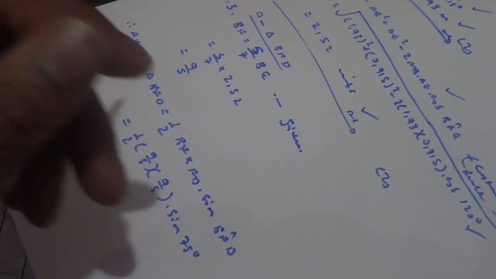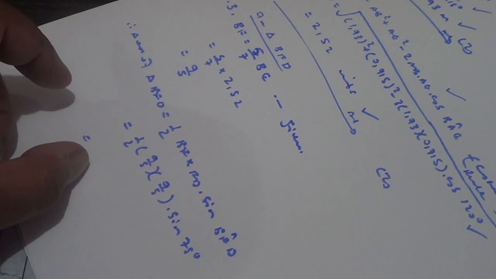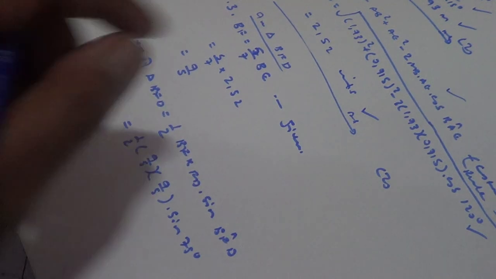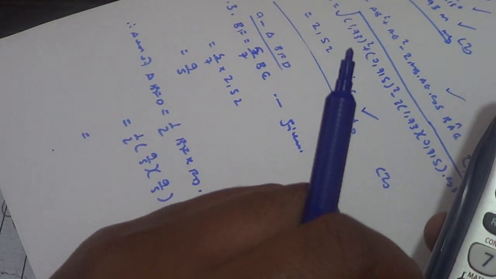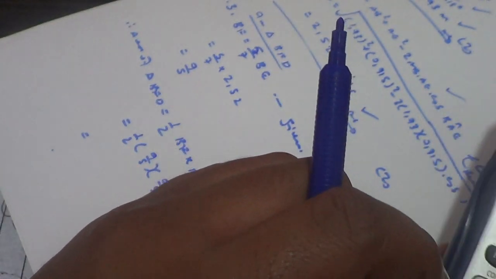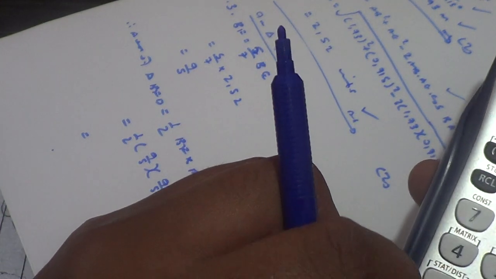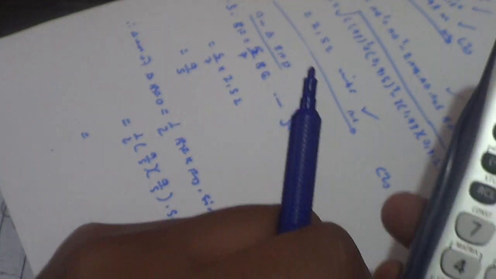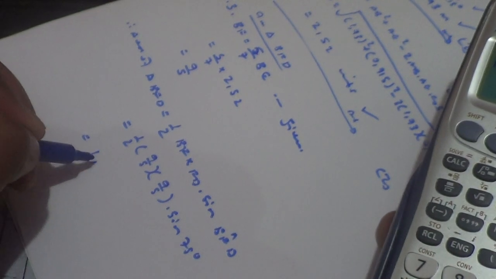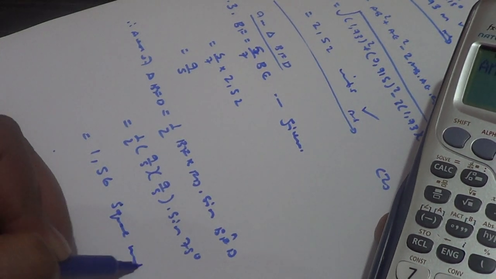So let's do this one. Sine of 75 gives me that, times 9 over 5 times 9 over 5, all right, times 0,5. So I get 1,56 square units.